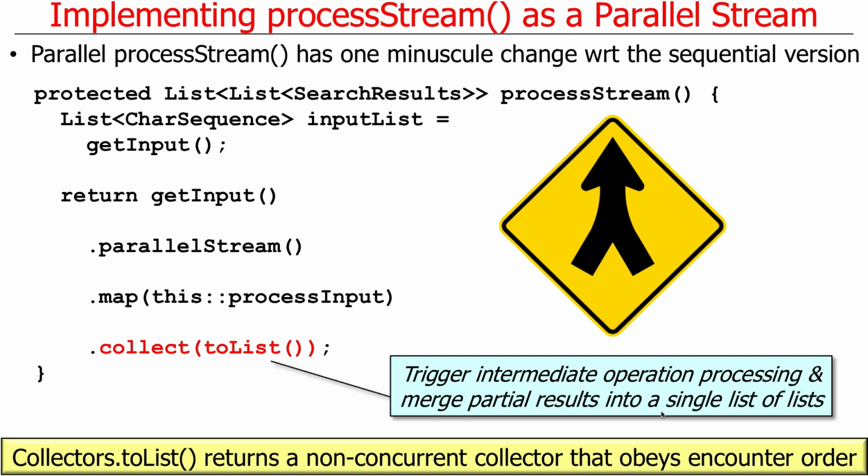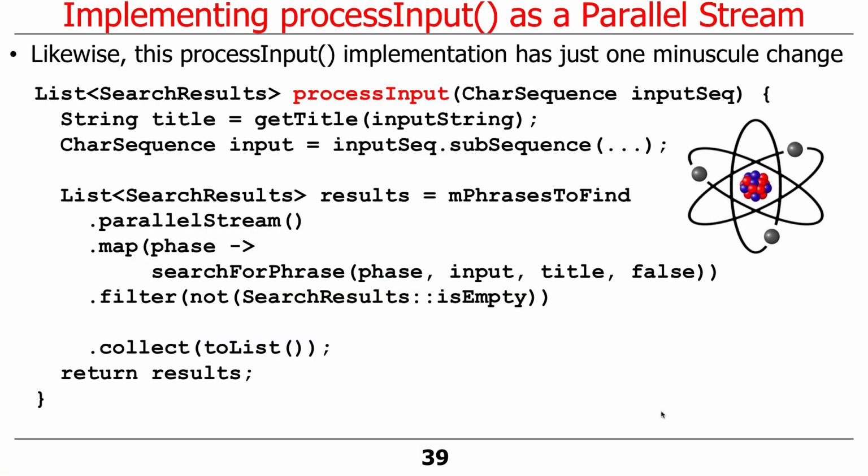And you can see here that the toList operation, shorthand for collectors.toList, returns a so-called non-concurrent collector that obeys encounter order. That's just because that's the way that lists are defined. Collectors on lists obey the encounter order. All right, so that was processStream.